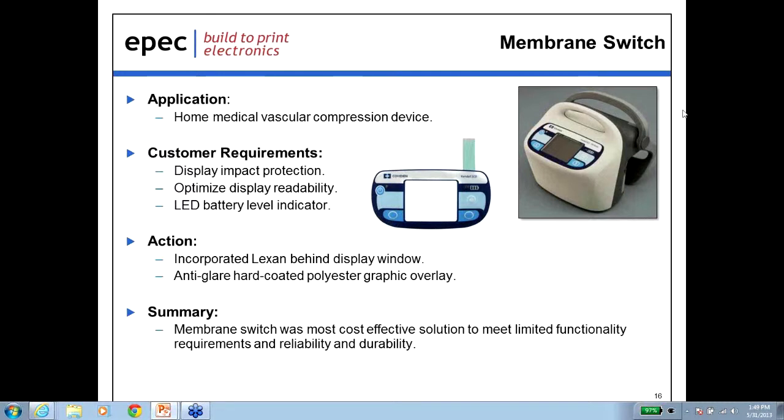As far as the LED battery indicator, one of the things that was difficult or challenging in that situation was the tightness of the LEDs and the installation. So we were able to really pack those in. We're usually a little bit tighter than we normally like to put LEDs, but that was part of their requirement.